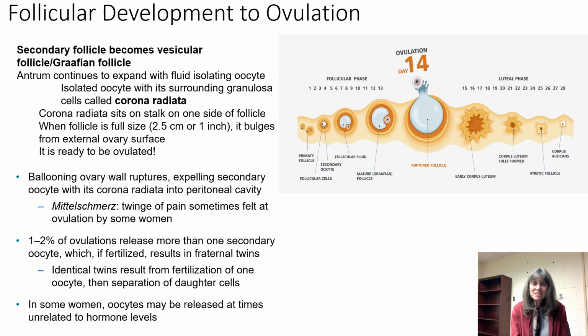Approximately 1 to 2% of ovulations will release more than one secondary oocyte. So it's very, very rare. But if it occurs, and if that other secondary oocyte is fertilized, that's going to result in fraternal twins, because they're 2 different eggs, 2 different sperm. However, identical twins result in fertilization from one oocyte, which then accidentally splits into 2 daughter cells. In some women, oocytes may be released at times completely unrelated to hormone levels.